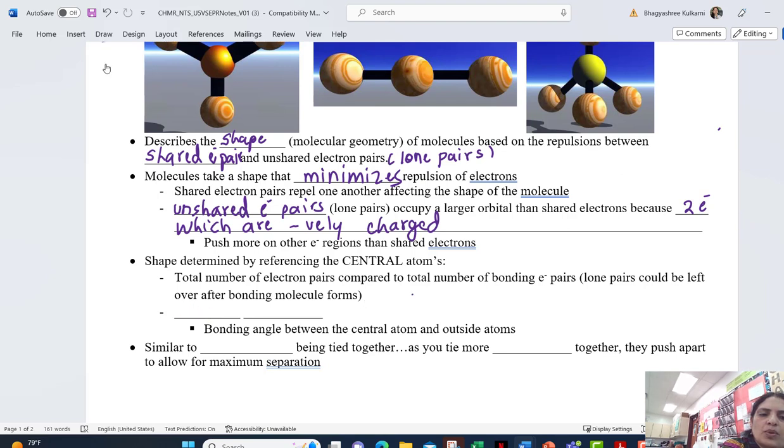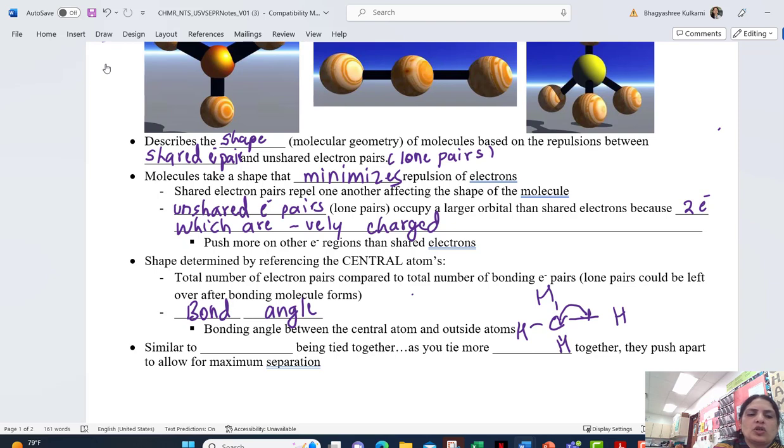the bond angle is the angle between the central molecule and the outside molecule. If there is a central molecule attached with outside molecules, so if I have four H bonds, then this is the bond angle between the central molecule and the outside molecule.